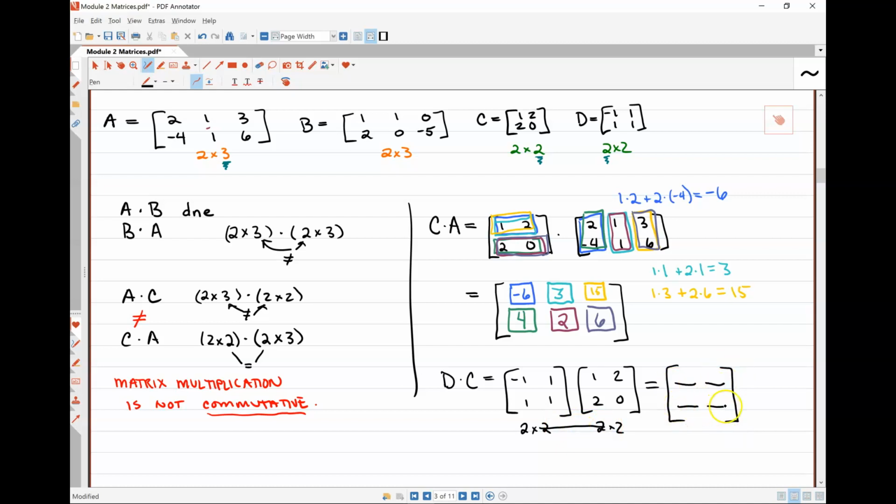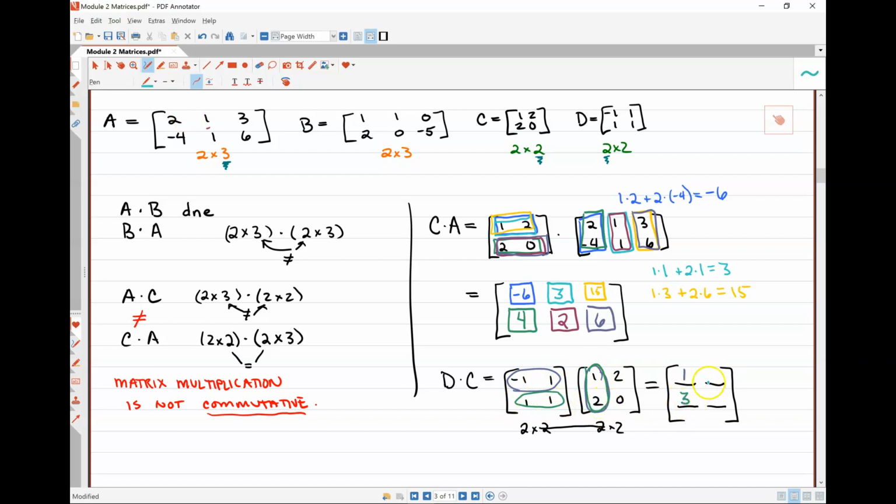So I have 4 blanks to fill in. 2 rows, 2 columns. And to get the 1, 1 entry, again, I'm going to use the first row, first column, compute a dot product. So minus 1 times 1 plus 1 times 2. So that's minus 1 plus 2. That's 1. And then to get the, say, the 2, 1 entry, I would use the second row, first column. So 1 times 1 plus 1 times 2, that's 3.